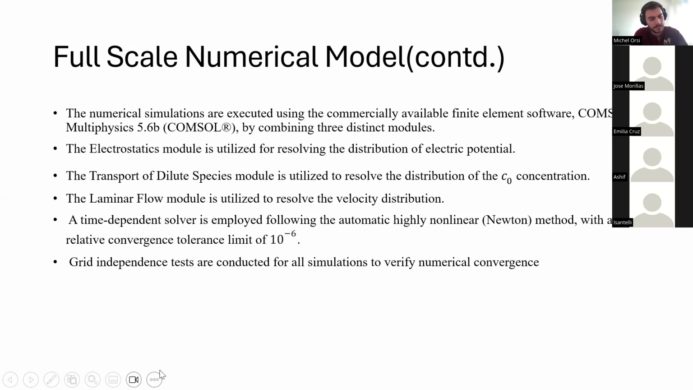So the numerical simulations are executed using the commercially available finite element software COMSOL Multiphysics 5.6b by combining three distinct modules. The electrostatics module is utilized for resolving the distribution of electric potential. The transport of dilute species module is utilized to resolve the distribution of the C0 concentration. The laminar flow module is used to resolve the velocity distribution. A time-dependent solver is employed following the automatic highly nonlinear Newton method with a relative convergence tolerance limit of 10 to the power minus 6. Grid independence tests are conducted for all simulations to verify numerical convergence.